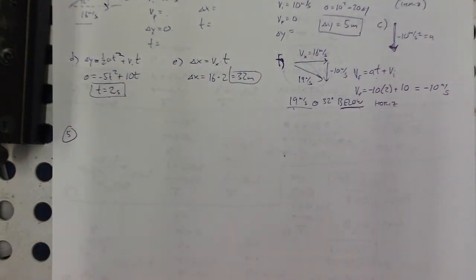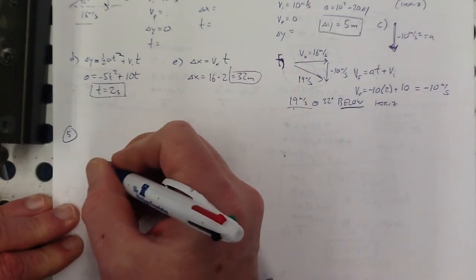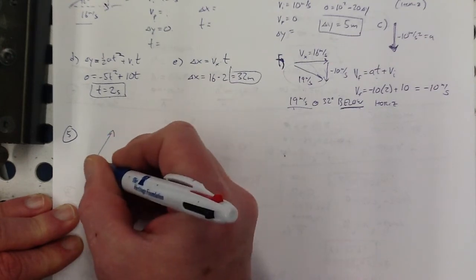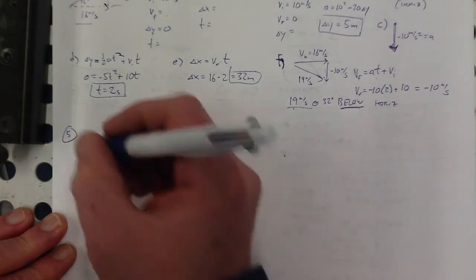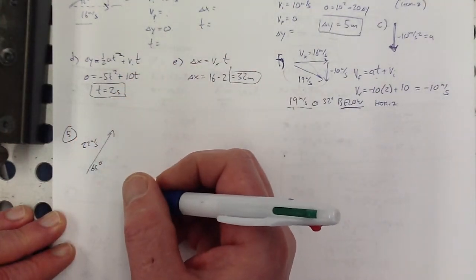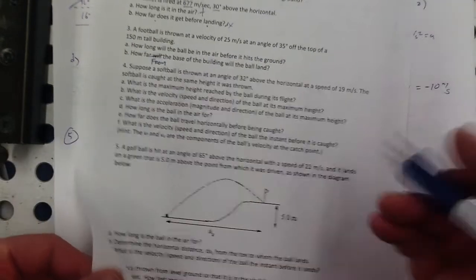All right, number 5. Golf ball is hit at an angle of 65 degrees above the horizontal. That's a pretty steep angle to hit a golf ball at. With a speed of 22 meters per second. And it lands on a green that's 5 meters above. That means I'm going to have a positive delta y.